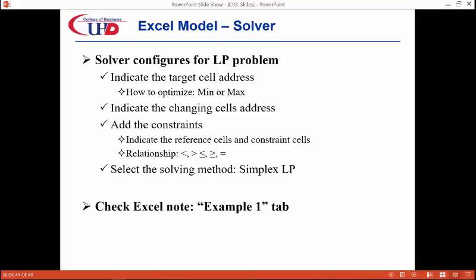Now, let's turn to Excel file to see how exactly the LP model is set up and solved in Excel.